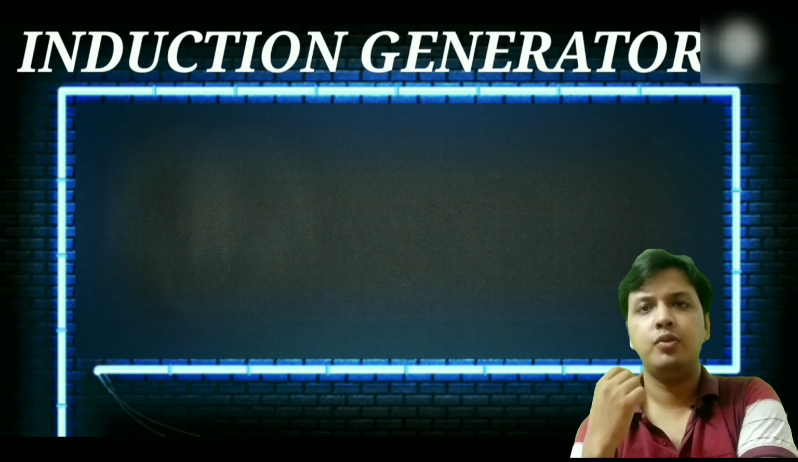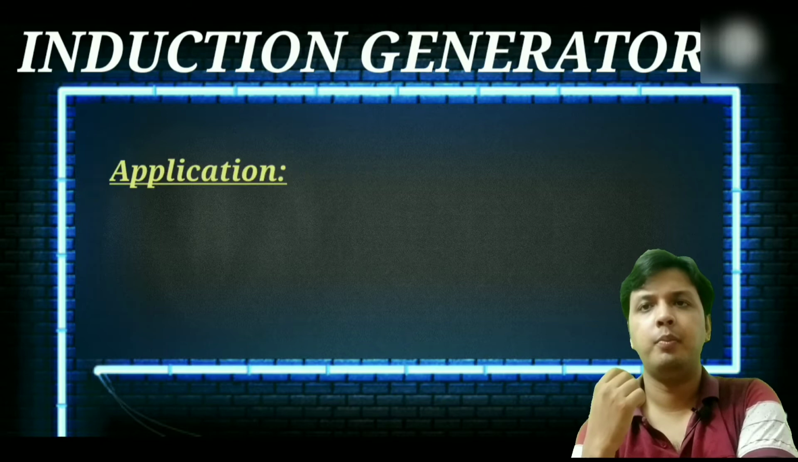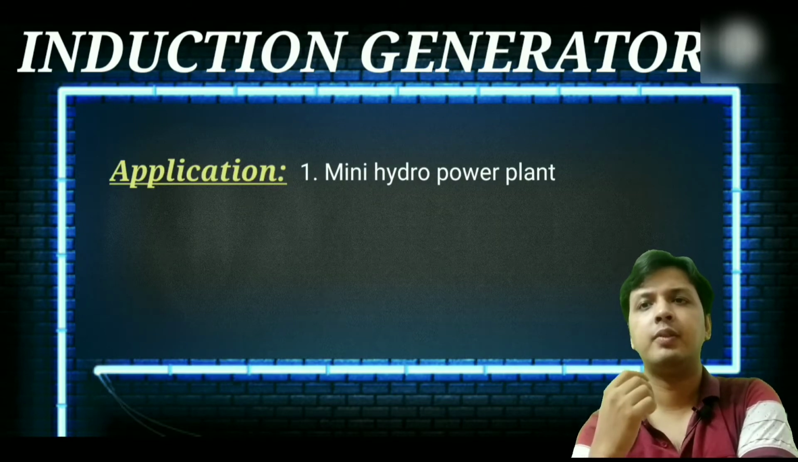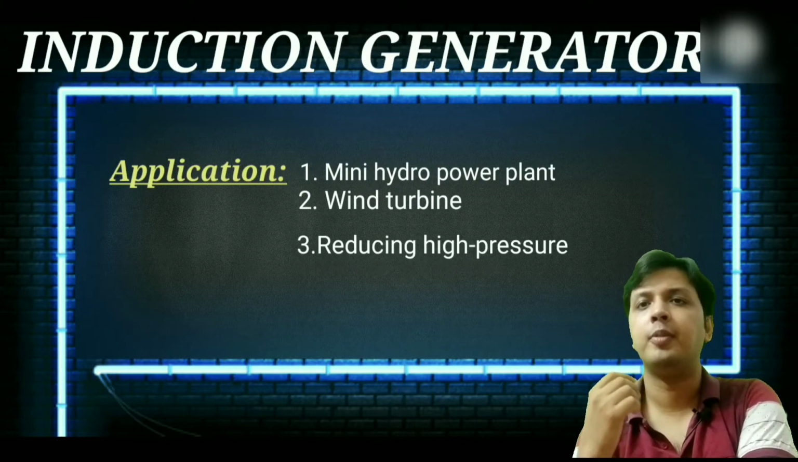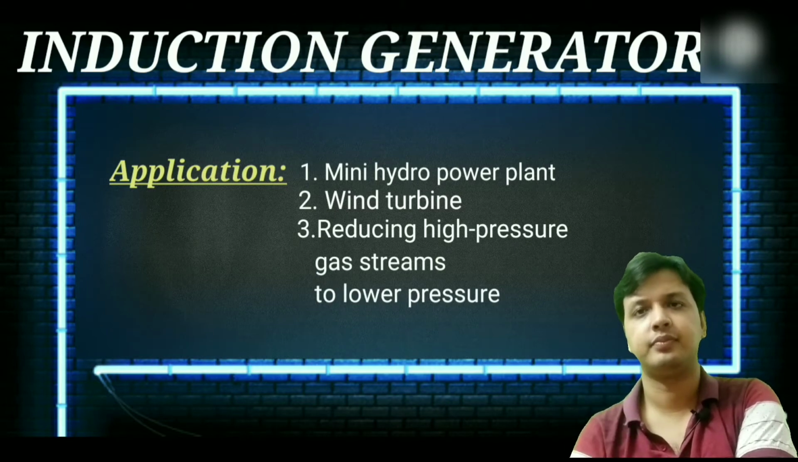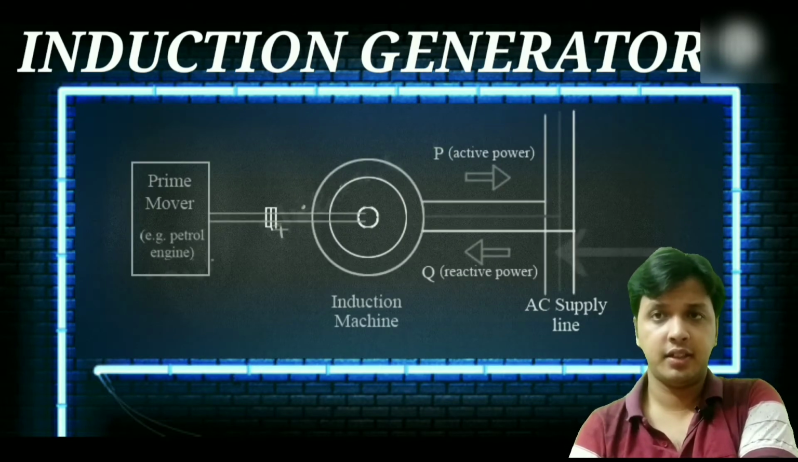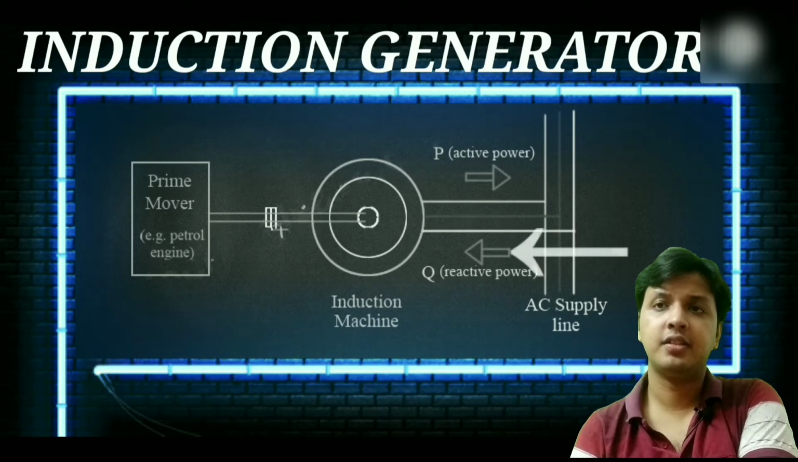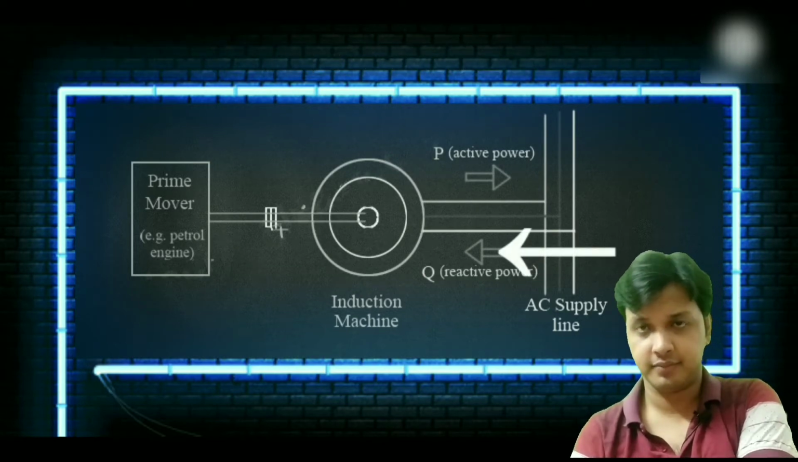Induction generators are useful in applications such as mini hydropower plants, wind turbines, or in reducing high pressure gas stream to low pressure. An induction generator usually draws its excitation power from an electrical grid.